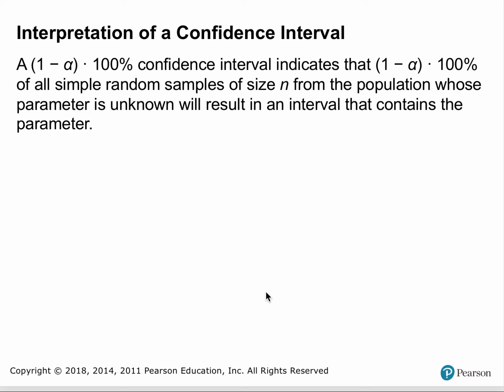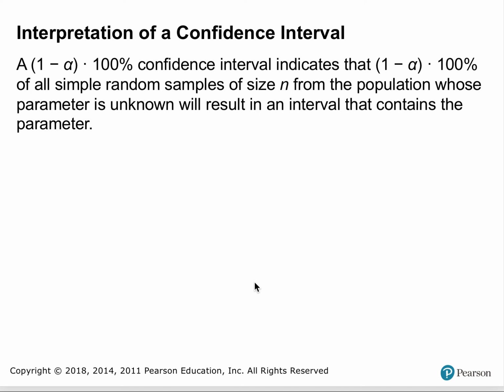So once again, a 95% confidence interval does not mean that there's a 95% probability that the interval contains the parameter. Remember, probability describes the likelihood of undetermined events. Therefore, it doesn't make sense to talk about the probability that the interval contains the parameter, since the parameter is a fixed value. We already know the parameter.